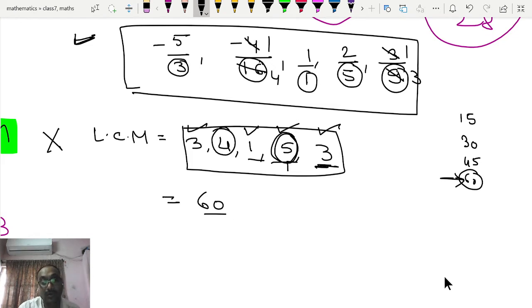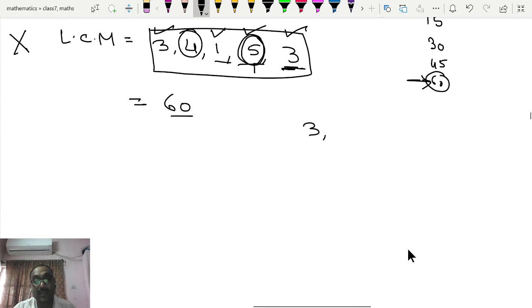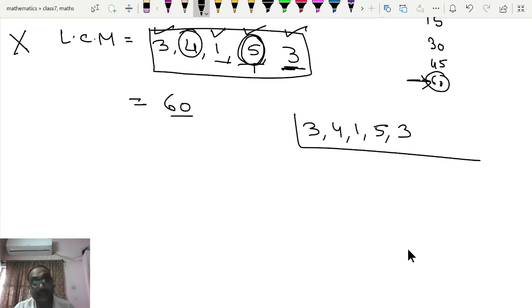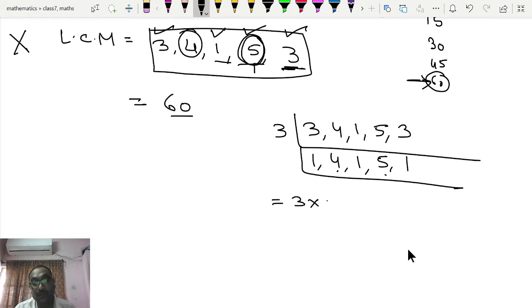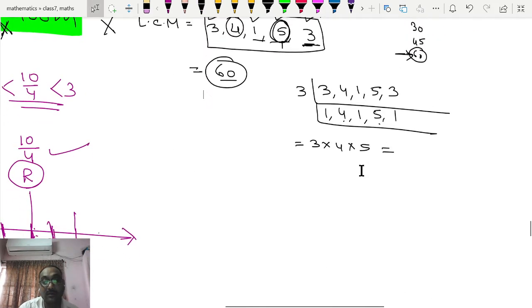Okay, or you can find its LCM by using this method also. 3, 4, 1, 5, 3, dividing it by 3, 1, 4, 1, 5, 1. If you divide it by any number, only one number will be divided, so its LCM is 3 into 4 into 5. We are ignoring 1 here, so it will be 60 again. Okay, now all the given fractions or rational numbers should be written down.